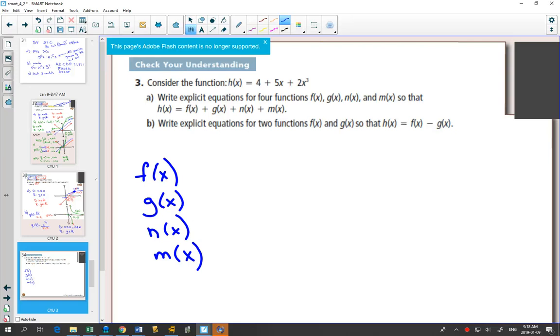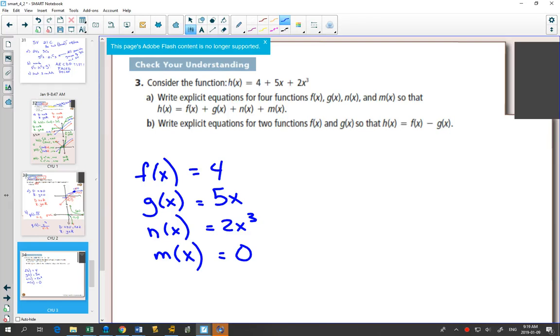Can you see that if you made f of x 4, g of x 5x, n of x 2x cubed, and m of x 0, if you added them up, you would get 4 plus 5x plus 2x cubed? And unfortunately, with these kind of questions, you can even cheat even further if you'd like. I mean, that's not cheating. This would be considered a good answer.